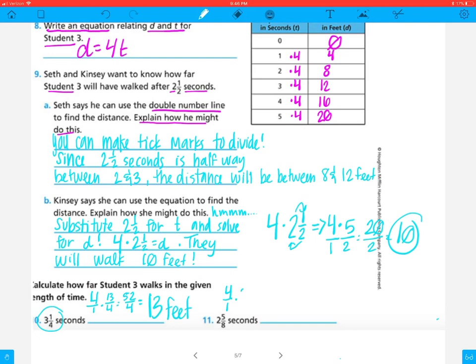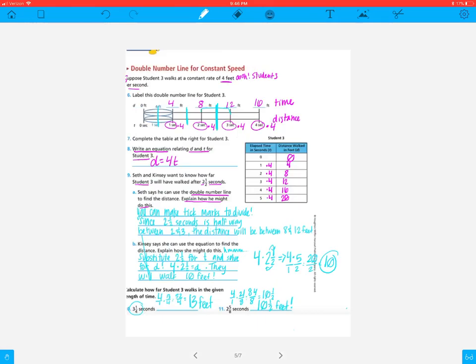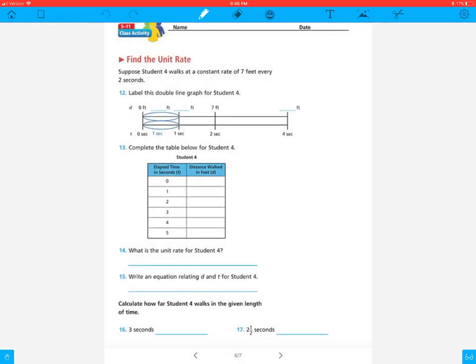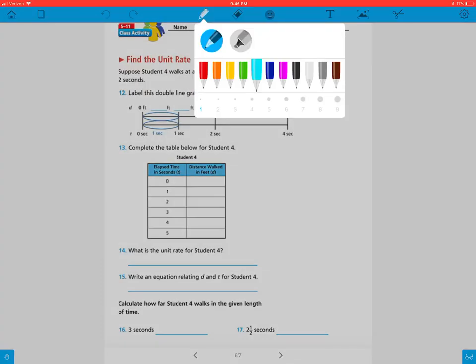by 2 5/8. If I turn the 2 5/8 into an improper fraction, it is 21 over 8, and I multiply straight across and I get 84 over 8. I can simplify this, and I'm thinking, okay, how many times does that go in? 10.5 feet. So in 2 5/8 seconds, student 3 walks 10 1/2 feet. Wow, that's impressive. We're on to number 12, and now we have a student 4.